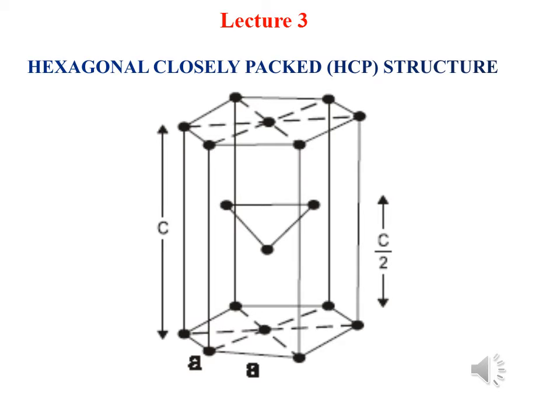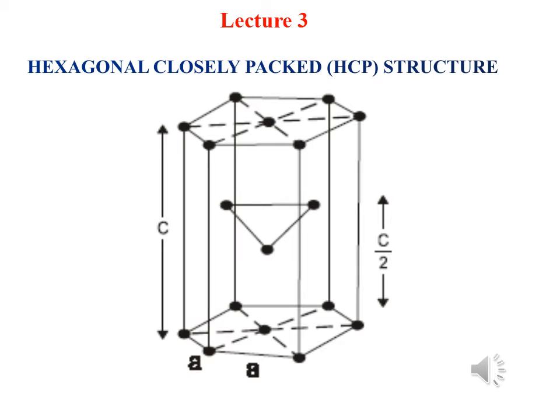12 corner atoms: top layer 6 atoms, bottom layer 6 atoms, totally 12 corner atoms, one at each and every corner of the hexagon. Two base-centered atoms, one at the top face of the hexagon and another at the bottom face of the hexagon. Three middle layer atoms in between the top and bottom face of the hexagon, inside the crystal structure.